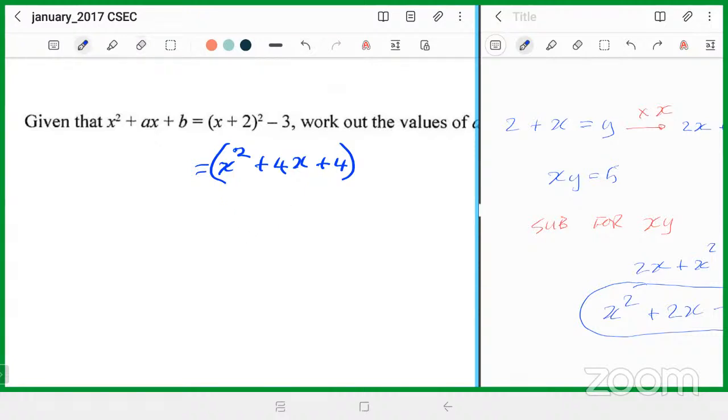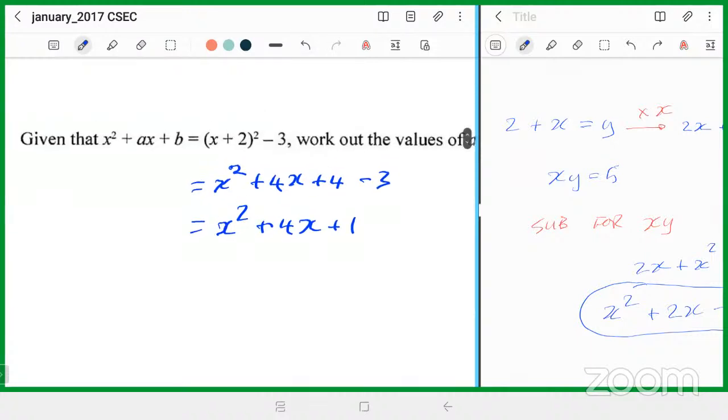Then I need to now subtract this 3 back over here. Minus 3. I don't need the brackets. I'm going to remove them. But all I know is that this is the expansion of the perfect square, and I'm going to subtract the 3. Consolidate the values now. This is x squared. This becomes plus 4x. Then this 4 minus 3 is 1.